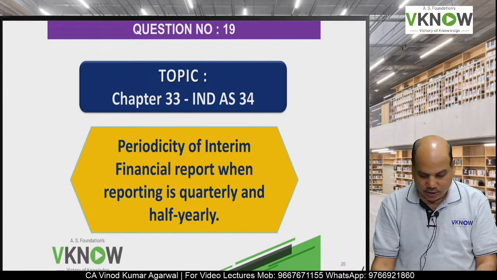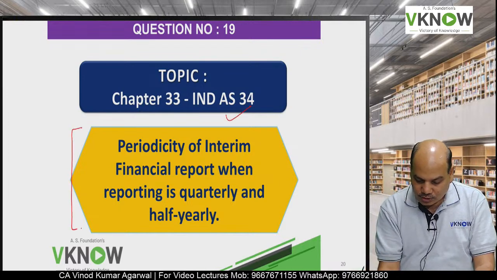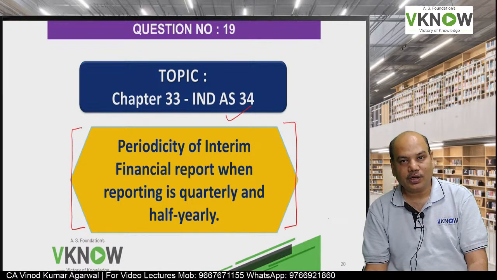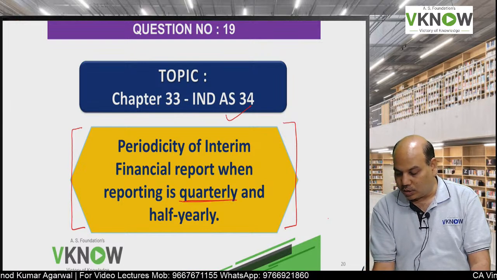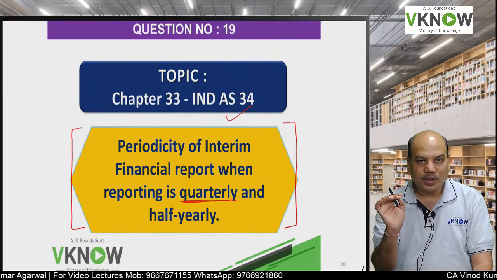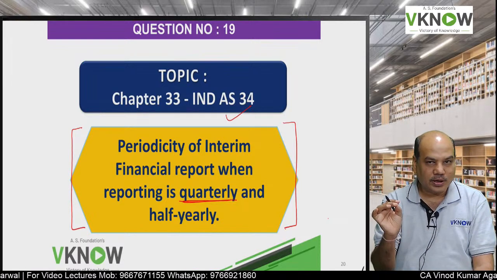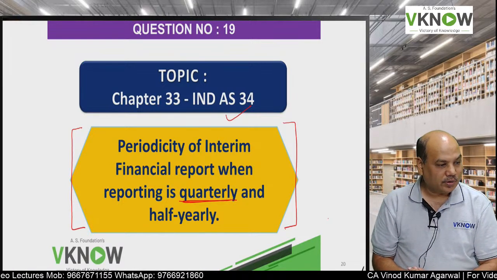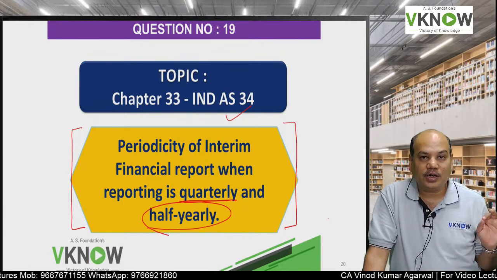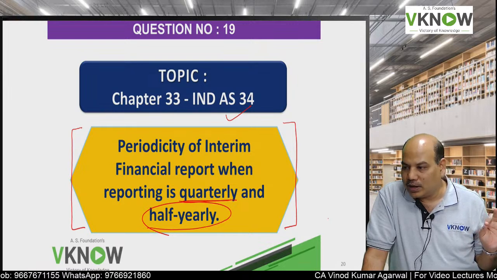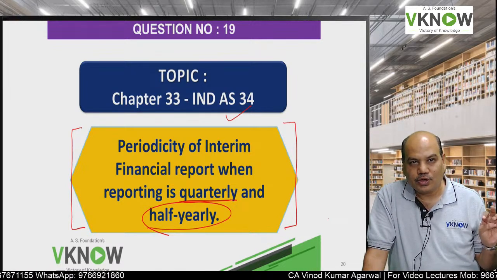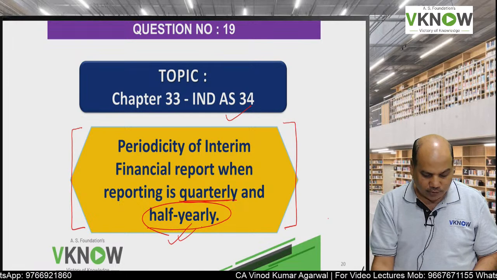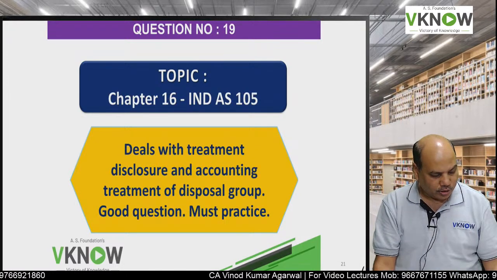Question number 19 was Ind AS 34. This is the question we cover in the classroom in the first half an hour only. Periodicity of interim financial report. If a company is reporting quarterly, what are the P&L account, balance sheet, cash flow statement and other statement they will present? Statement of changes in equity. If a company is preparing half-yearly interim financial report, then what are the balance sheet, P&L account, cash flow statement, SOCI, other statement they will prepare? So this question you can easily solve if you have studied Ind AS 34 periodicity.